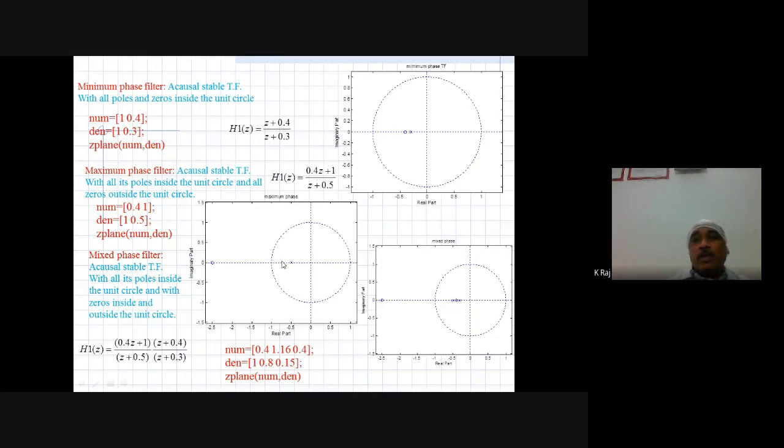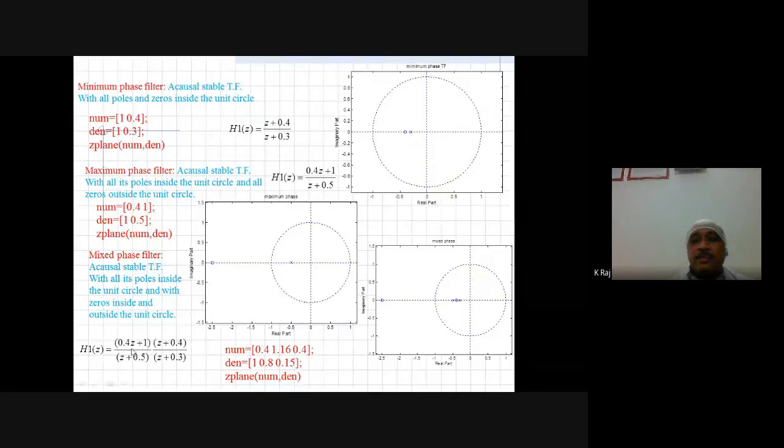See here, in order to be stable, all the poles must be inside the unit circle. So in the first case, all poles and zeros are inside the unit circle, then that type of filter will be named as the minimum phase filter. If all the poles are inside the unit circle and all the zeros are outside the unit circle, then that will be known as the maximum phase filter.